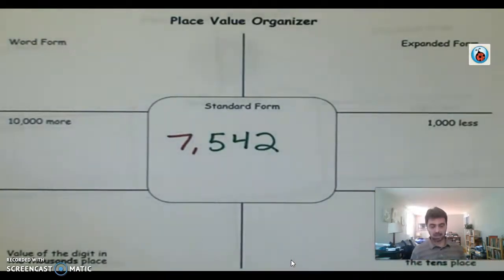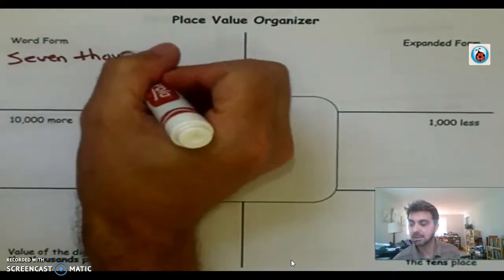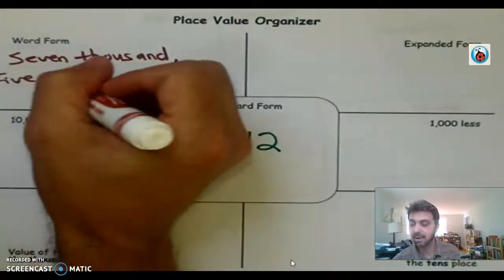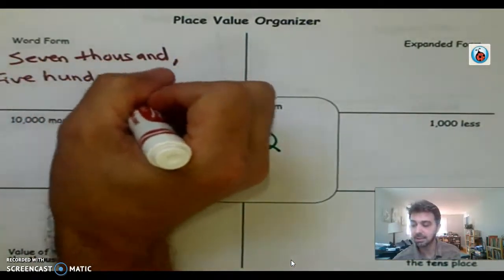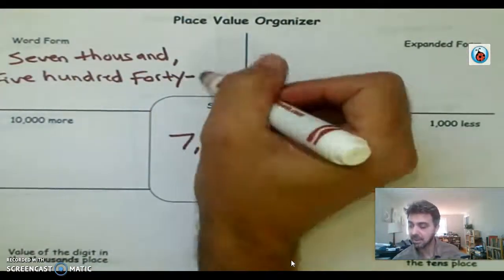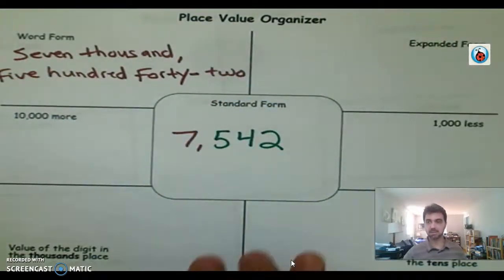All right, so I'm going to show you how this works, and then I want you to try one yourself, okay? So word form would be writing it out exactly how I said it. So that would be 7,000, comma, 540 hyphen 2. You always put a hyphen between the tens and the ones place, okay?